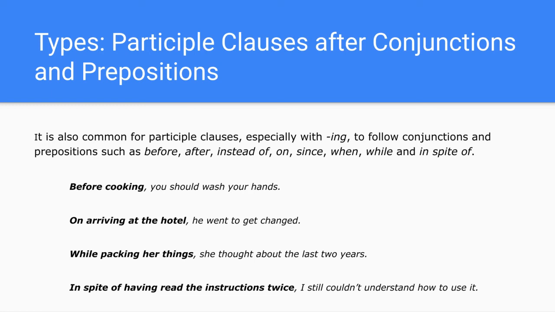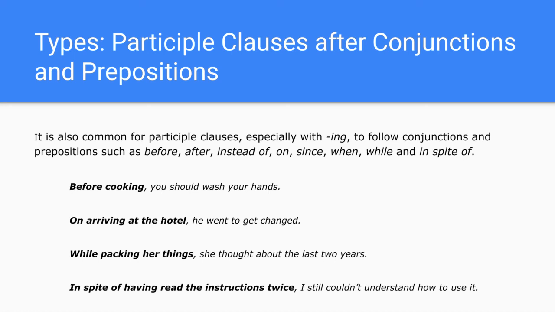Finally, it's also possible to use participle clauses to follow conjunctions and prepositions, such as before or after or since or on or when or while. Let us look at several examples. Before cooking, you should wash your hands, which is simply before you cook, you should wash your hands. But you can say it either way. On arriving at the hotel, he went to get changed, which means once he had arrived at the hotel, he went to get changed.